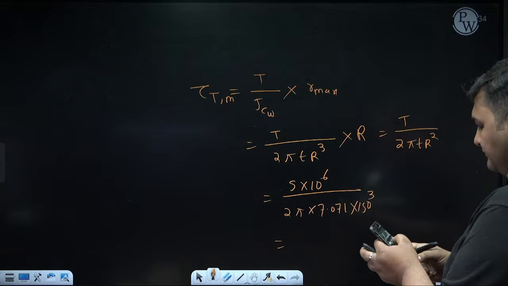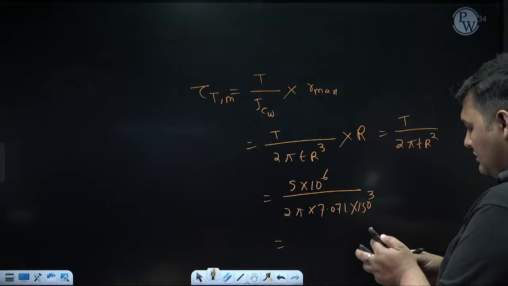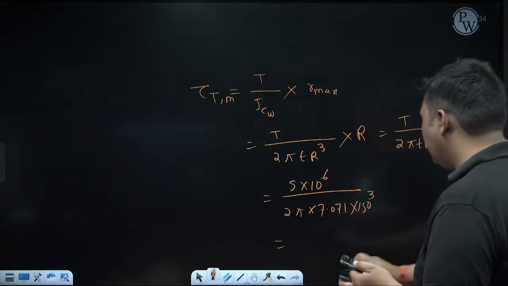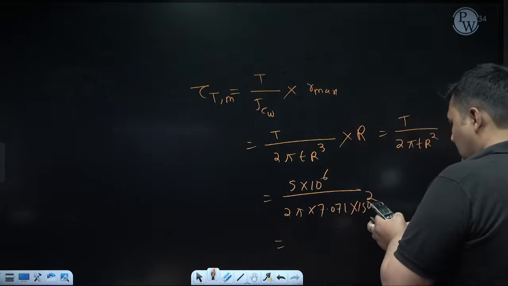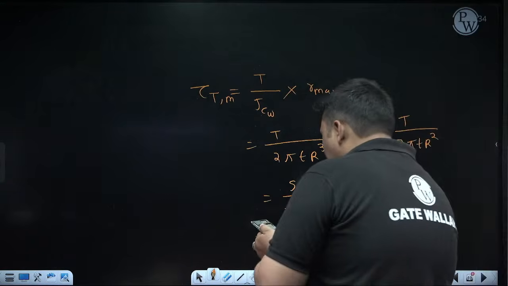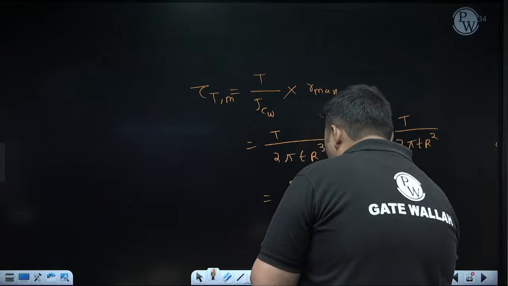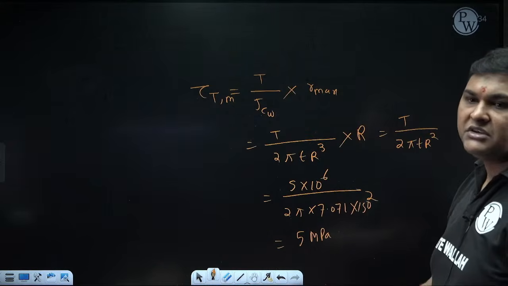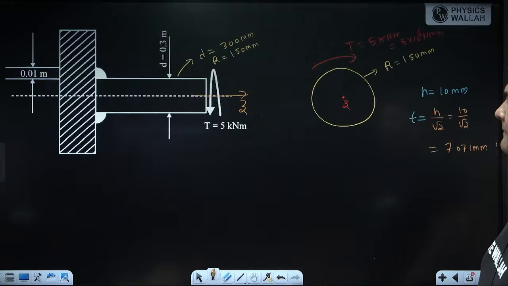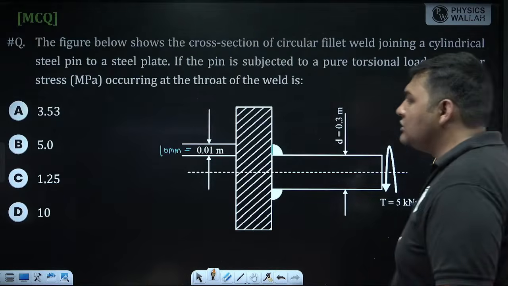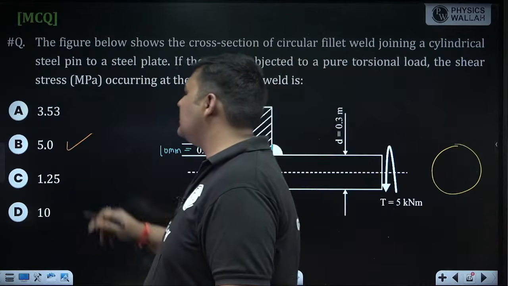Sorry, it's square. Is it coming nearly equal to 5 megapascal? Yes. So the torsion shear stress in this question is 5 megapascal. So for this question, the correct answer is option B.